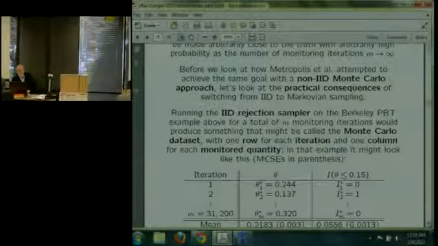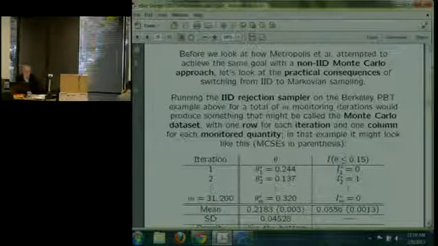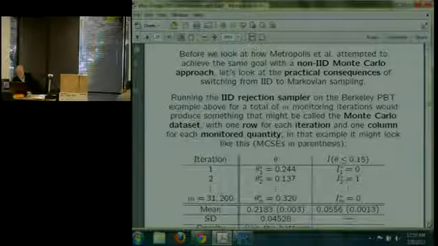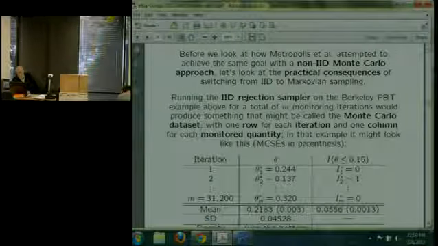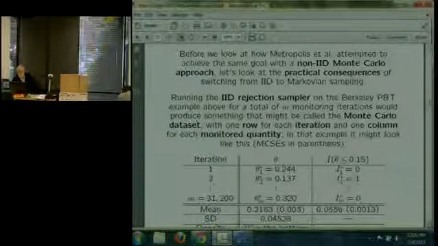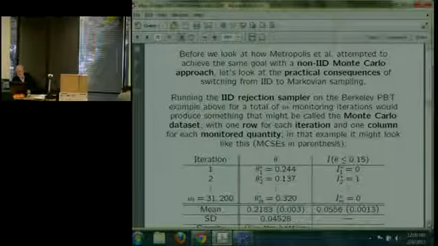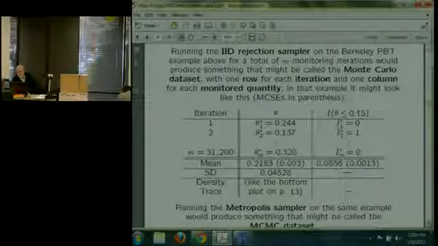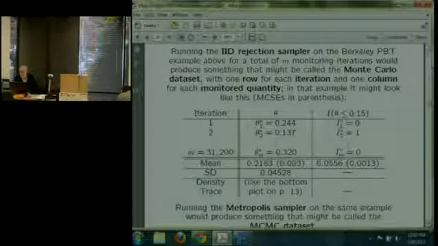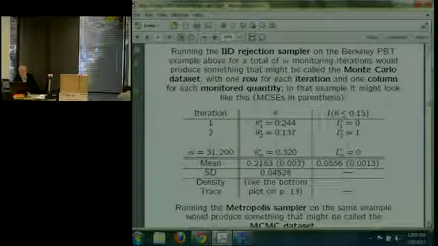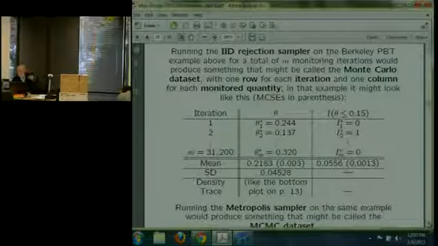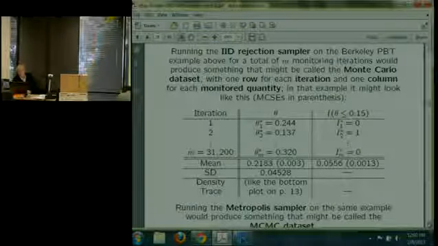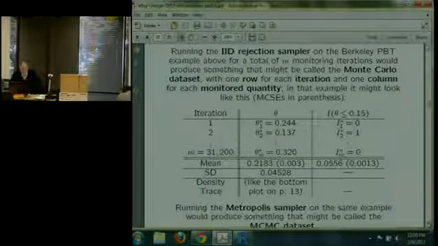But before I get to how the non-independence of things affects things, let's look quite concretely at how it being an MCMC data set would change things. So let's look at the practical consequences of switching from IID sampling to Markovian sampling. If I were to run that IID rejection sampler that I told you about before on that Berkeley proportion of bicycle traffic example earlier, for a total of little m monitoring iterations, the result would be something that I have called the Monte Carlo data set. It would have one row for each iteration and one column for each quantity that I monitored.